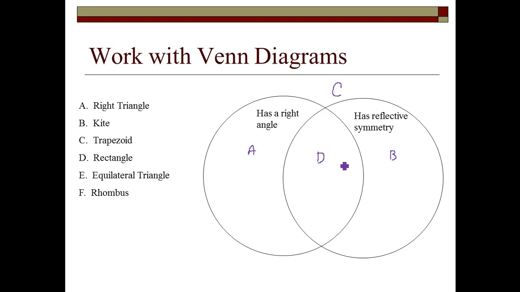Equilateral triangle, well, all the angles on an equilateral triangle are 60. So it doesn't have a right angle, but it does have reflective symmetry. Rhombus, again, does not necessarily have a right angle, but it is like a parallelogram, and all parallelograms will have reflective symmetry. So you have to kind of go through and fill in the information. Mostly it's understanding and recognizing your different kinds of shapes and being able to know some of their properties.